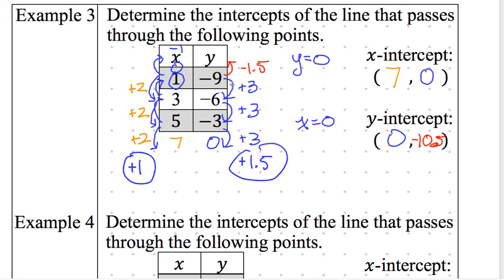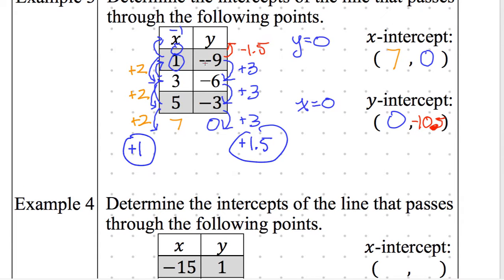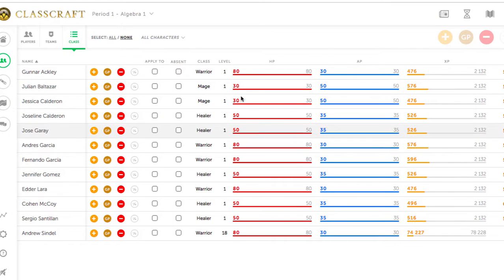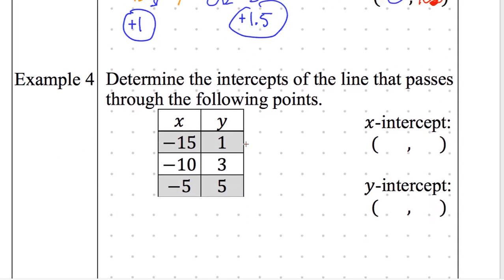So if you don't understand it yet, that's okay. We're going to be doing one more practice example, and then we're going to be moving on to Khan Academy where you can practice even more. So the answer here is -10.5. So Andres, you get your 50 XP, and you get your finding your own error. Good job. All right, let's try another one.